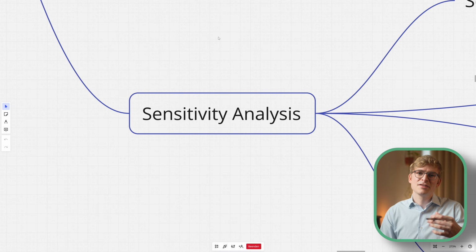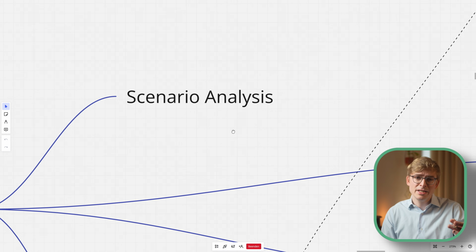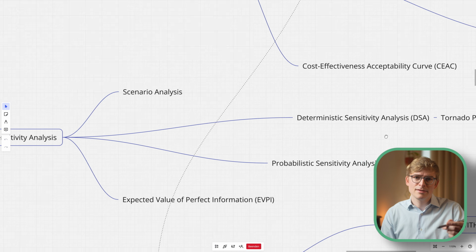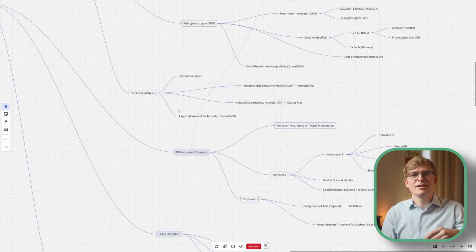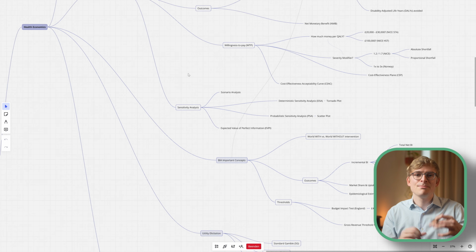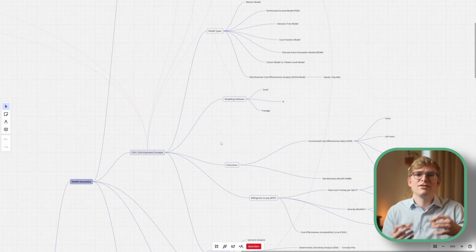To better understand this uncertainty, health economists conduct sensitivity analysis, including scenario analysis, DSA and PSA, and in very rare cases, analysis such as EVPI. Zooming out again for a second, we see that the CA branch of our mind map has many different nodes, which again goes to show how important this topic is in HEOR.